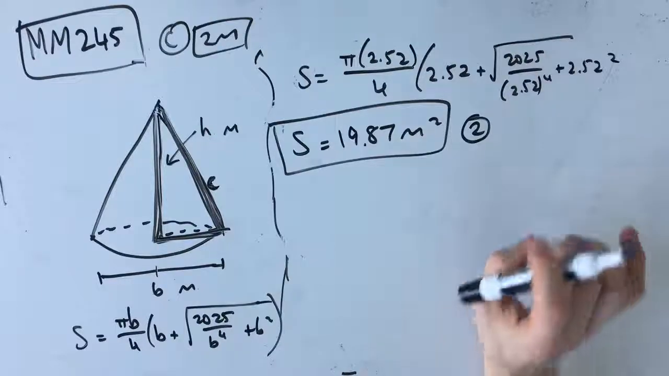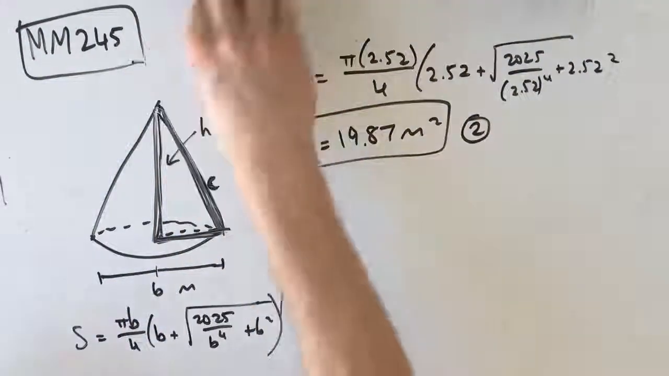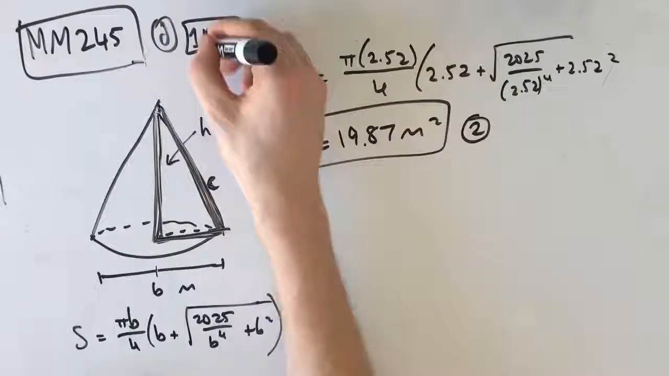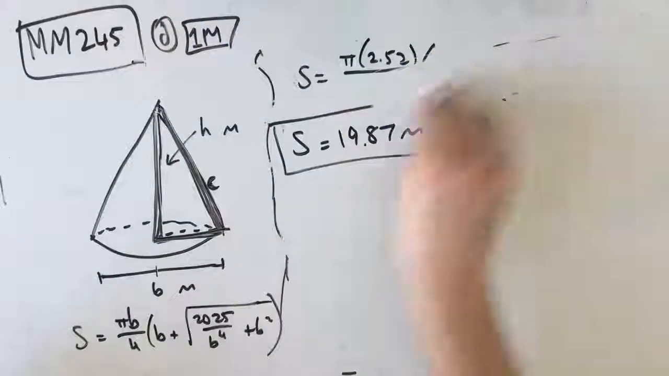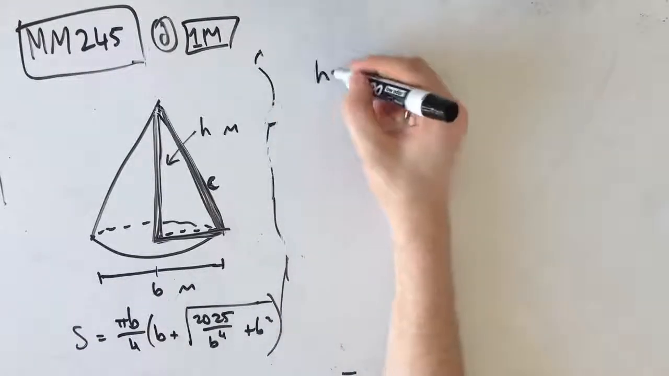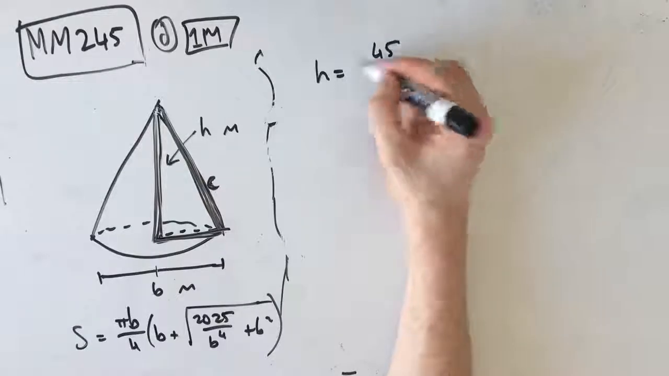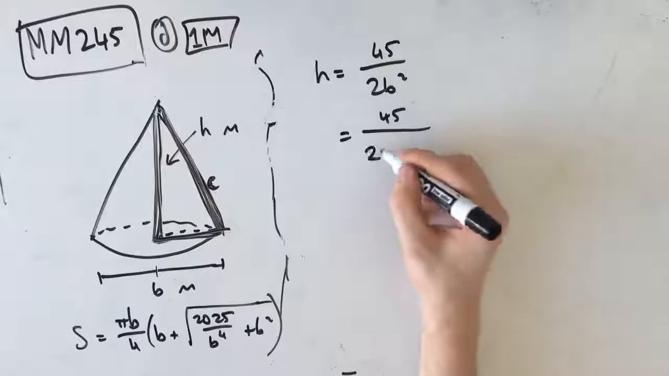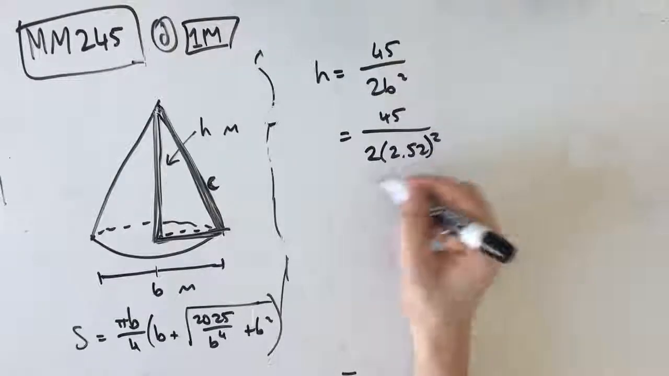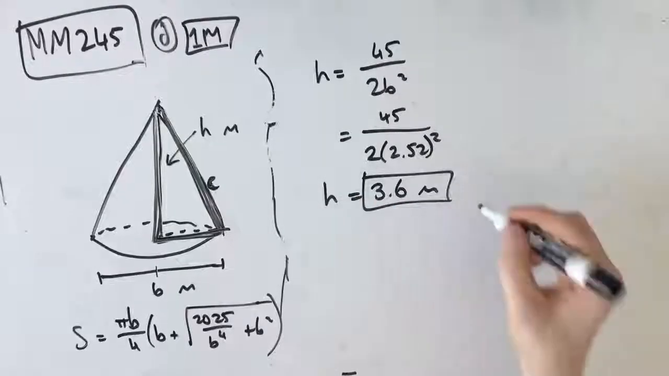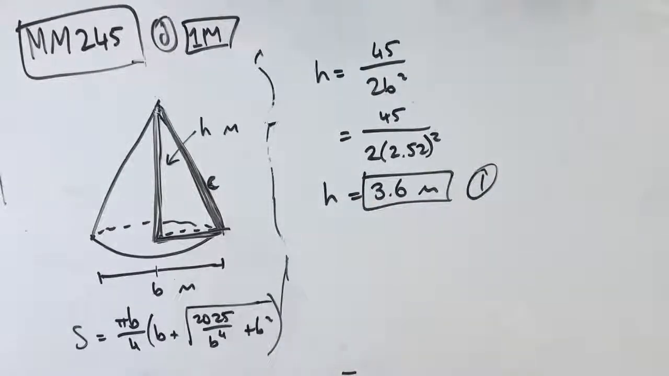So let's move on to part D. Part D is simply a 1 mark question, which asks us to find the height of this particular tent correct to 1 decimal place. So we know that h and b have a relationship. We know that h is equal to 45 over 2b squared. We know our b value for this particular tent, which is 2.52. So we get 45 over 2 times 2.52 squared, which gives us 3.6 meters. That's correct to 1 decimal place, which means that's our first and only mark for this question. And we can move on to part E.